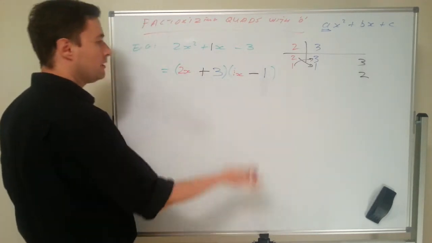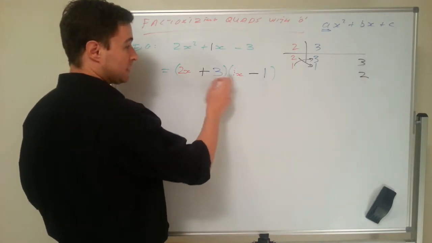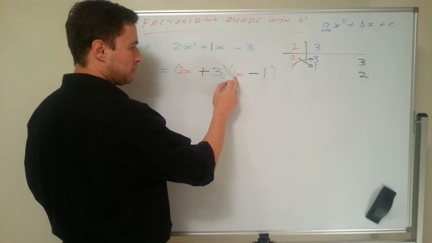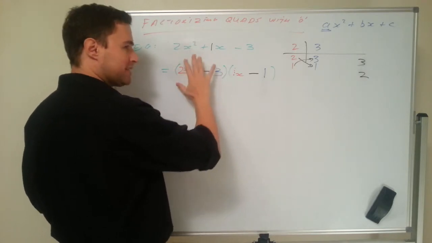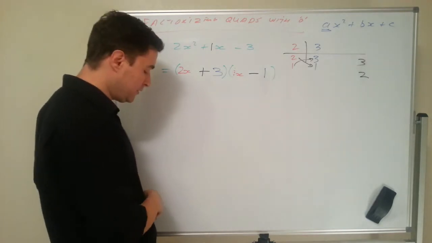Let me say that again. Which combo is bigger? 2 times 1 or 3 times x? 3 times x is bigger, so that has to have the positive. But the signs are different, so that has to have the negative. You with me? Okay, a little bit confusing.